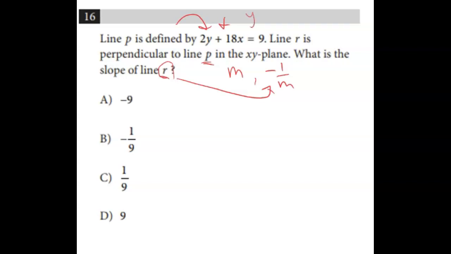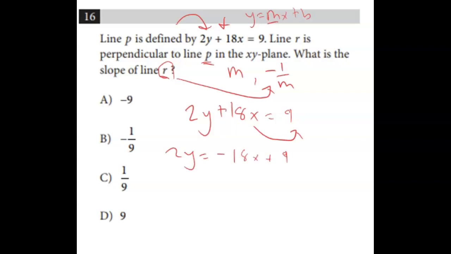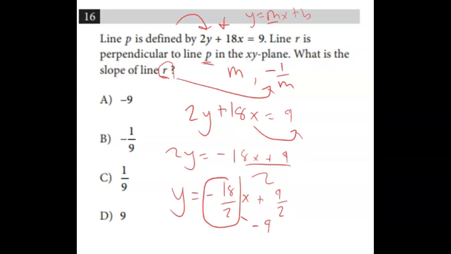So what we need to do is get this into y equals mx plus b form to get that m slope. So we can do that here. 2y plus 18x equals 9. So let's get x over to this side. So we get 2y equals negative 18x plus 9. Divide it all by 2. We get y equals negative 18 over 2 x plus 9 over 2. So this slope is actually negative 9. And so that's the slope of line P.